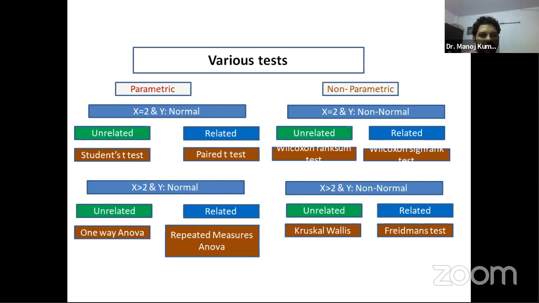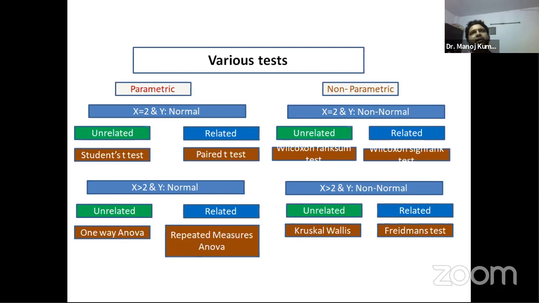Here there is unrelated and related data. If your data is unrelated, then you will use the student t-test, and if related, then you will go for the paired test. Similarly, a similar test is available for the non-parametric case, where y is not normal. If your data is not normal, then you will go for the Wilcoxon rank sum test and the Wilcoxon signed rank test. If you go for more than two samples, it is called one-way ANOVA.